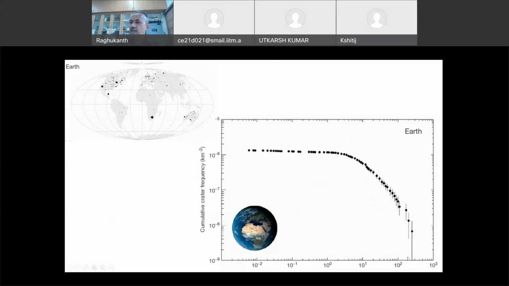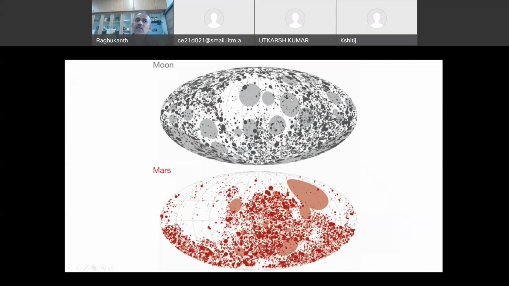So this is 100, then 200, then you are having 250 kilometers actual. So this is the largest crater which has been observed on the Earth itself. And then if you see Moon, anyway, we have already seen Moon, and then Mars also. So these are all the data sets. These craters have been found out, and then all those things have been done.